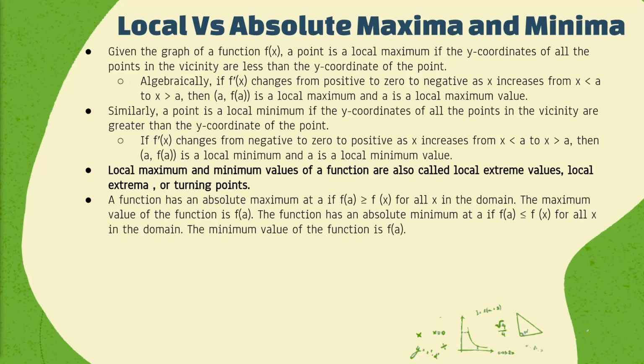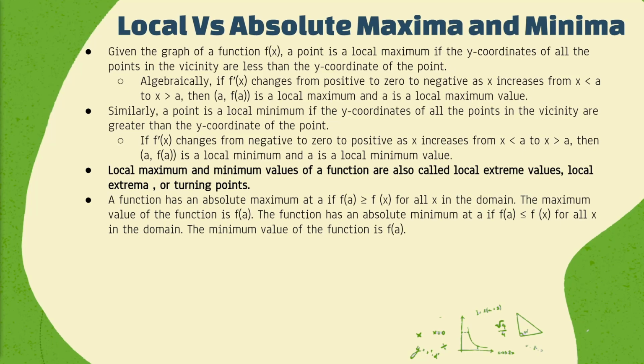Algebraically, if you want to prove this, you would have to find f prime of x. If it changes from a positive slope to 0 to a negative slope, then you would see that that point is a local maximum. So again, as f prime of x changes from positive to 0 to negative as x increases, from x less than a and x greater than a, then the point a, f at a, is the local maximum. That sounds a little bit complicated, but don't worry, I have an example on the next page to showcase this exact idea.